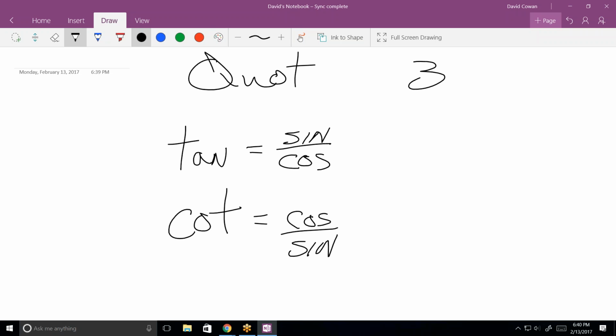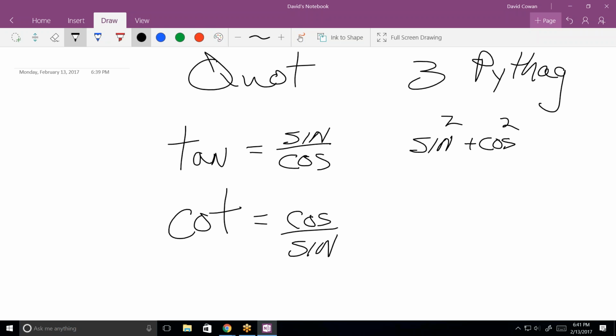And there are 3 Pythagorean identities. I think you probably have all of the reciprocal ones memorized. I'll start you off. What's the one involving sines and cosines? They're all squared; everything is squared with your Pythagorean identities. Sine squared plus cosine squared equals 1.